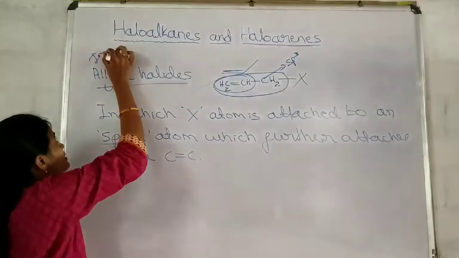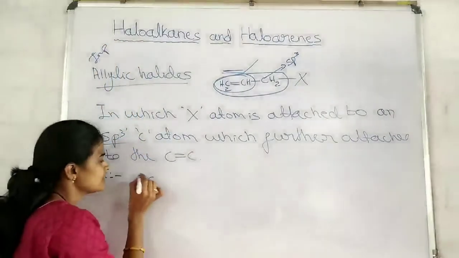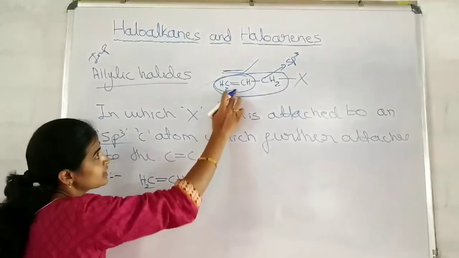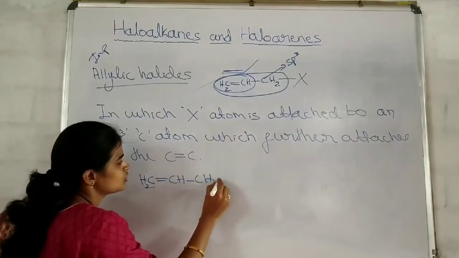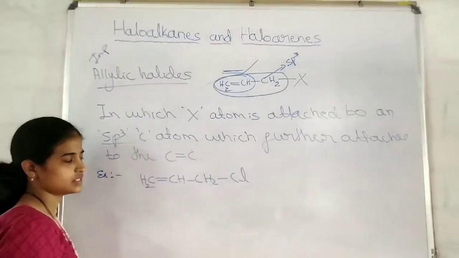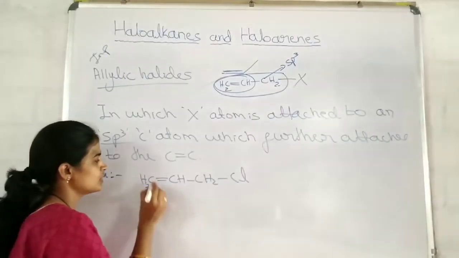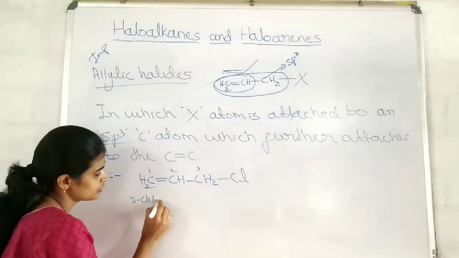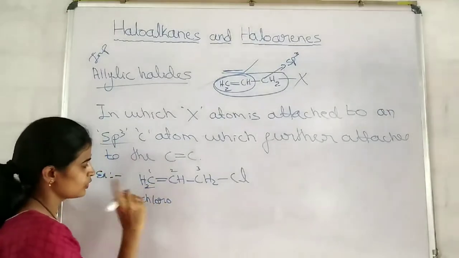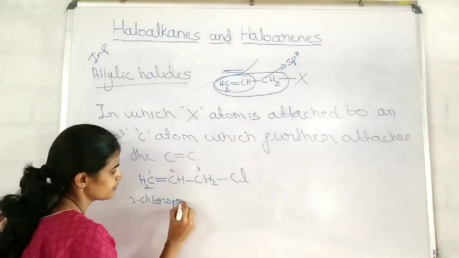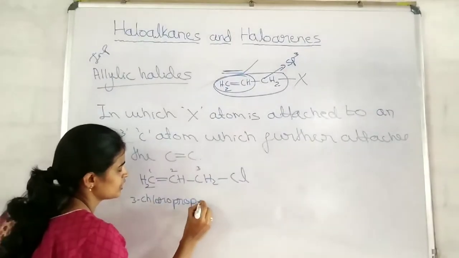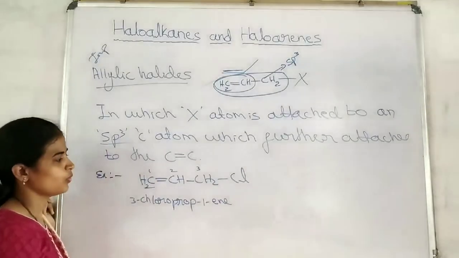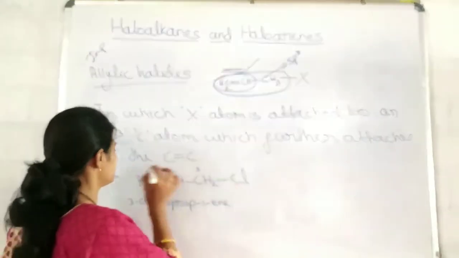Then, what is the example for allylic halides? Okay, this is important. What is the example for allylic halide? CH2 double bond CH, CH2, right? Then what will be the name of this one? 1, 2, 3. 3 chloro, 1, 2, 3. Prop-1-ene. 3-chloroprop-1-ene. Okay. One more example I'll write here.